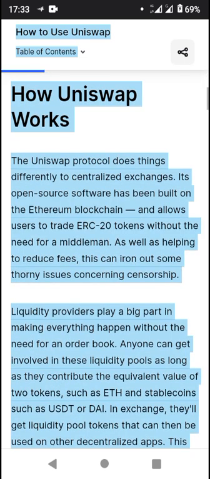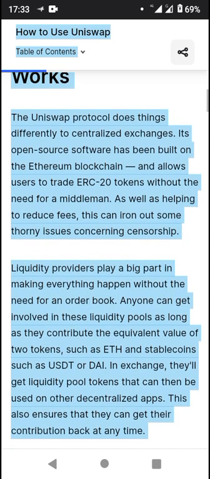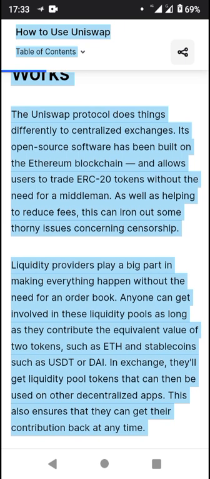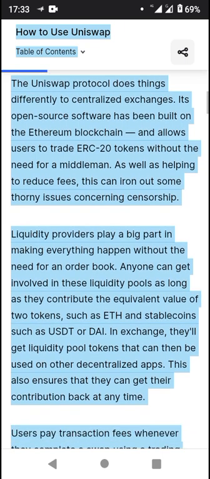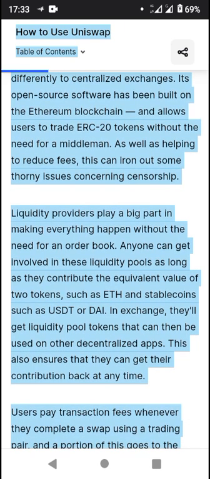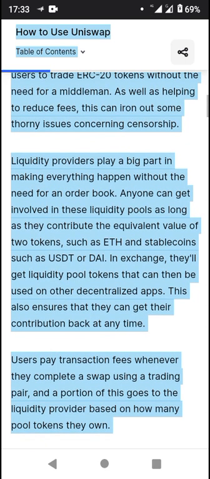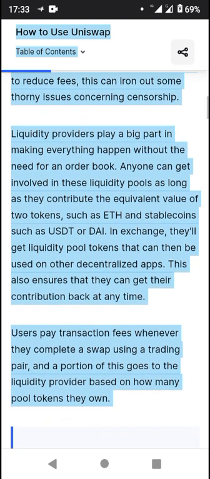So basically, looking at how the Uniswap protocol does things differently to centralized exchanges, it says its open source software has been built on the Ethereum blockchain and allows users to trade ERC20 tokens without the need for a middleman. As well as helping to reduce fees, this can iron out some thorny issues concerning censorship and more.